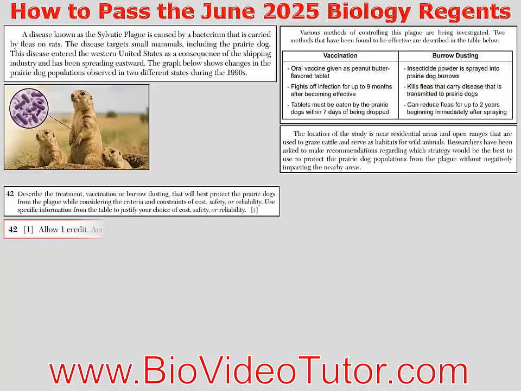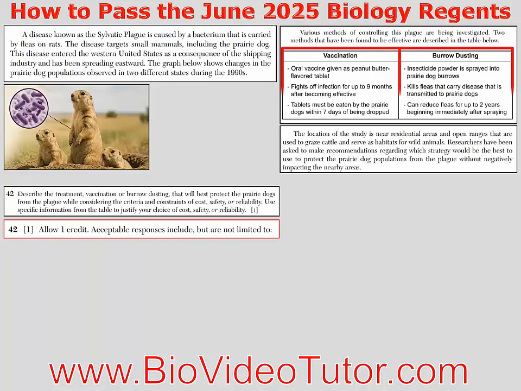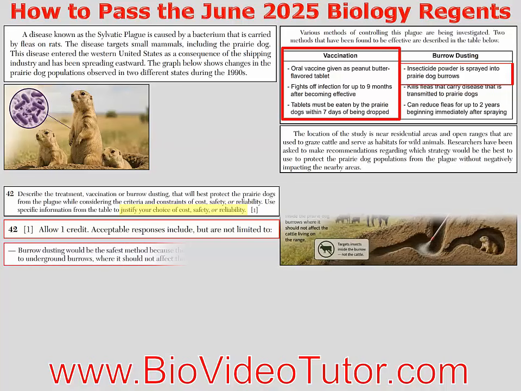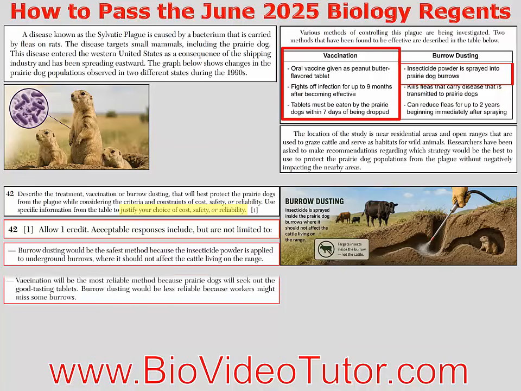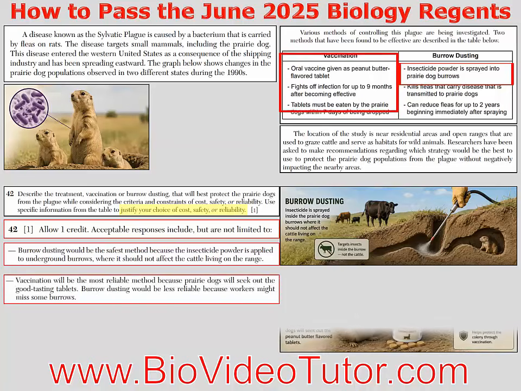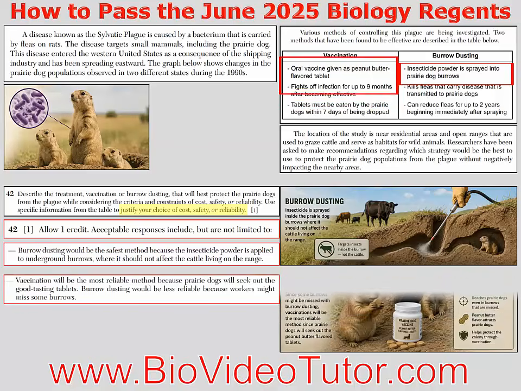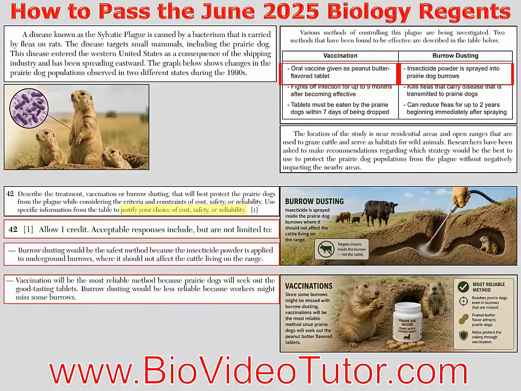So, whichever method you choose, make sure to back it up with specific evidence from the table as it relates to cost, safety, or reliability. When it comes to burrow dusting, insecticide is sprayed inside the prairie dog burrows where it should not affect the cattle living on the range. And since some burrows might be missed with burrow dusting, vaccinations will be the most reliable method since prairie dogs will seek out the peanut butter flavored tablets.